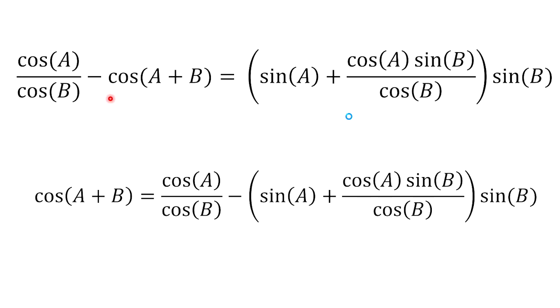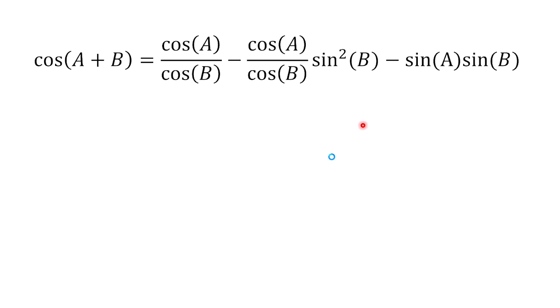Because we want to find cosine(A plus B), we move this to the right, change the sign, and move this to the left, and just swap them. So the right hand side becomes cosine A divided by cosine B minus this whole thing. Now if we arrange the terms together, we find there's a cosine A divided by cosine B term minus cosine A divided by cosine B times sine squared B.